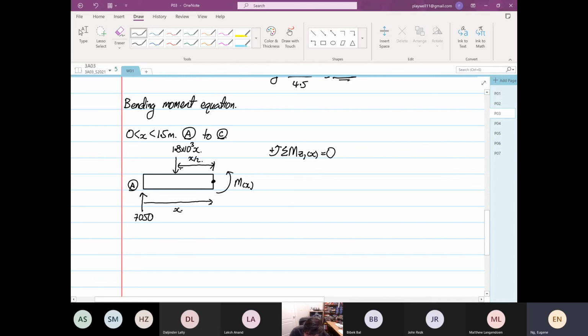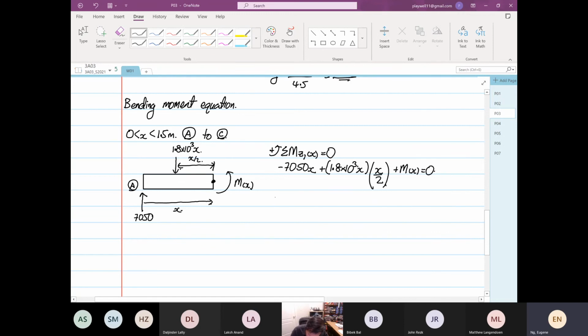So you will have 7050 multiplied by x. So minus, because it's going clockwise, minus 7050 multiplied by x. Then plus 1.8 times 10 to the power 3 multiplied by x, and then this multiplied by x over 2. Okay, and then the whole thing plus M as a function of x is equal to 0, right?